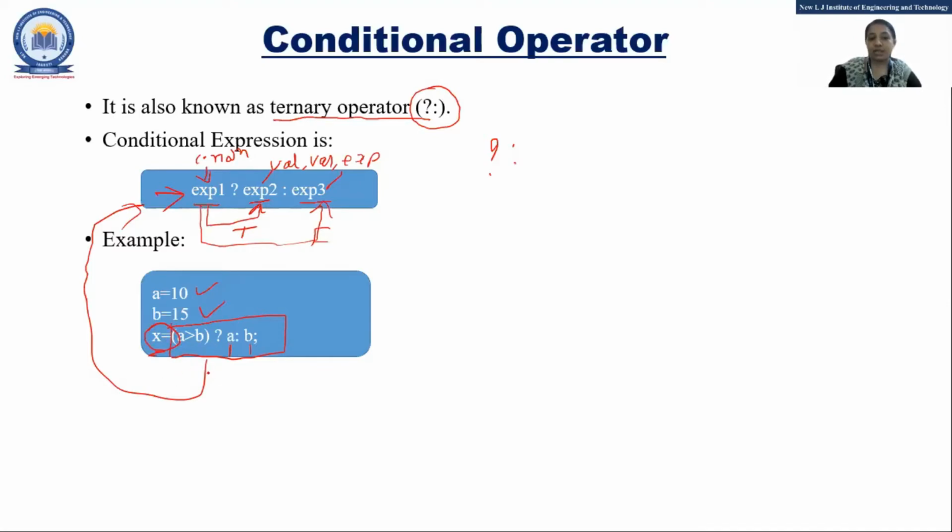So what should be the value of X in this case? Either A or B. If the condition is true, A will be assigned into X. If the condition is false, B will be assigned into X. What is the value of X, because you know the values of A and B both? Just write it down in the chat box. Okay, 15. That means B. Yes, because the condition is false here, so B will be assigned into X.